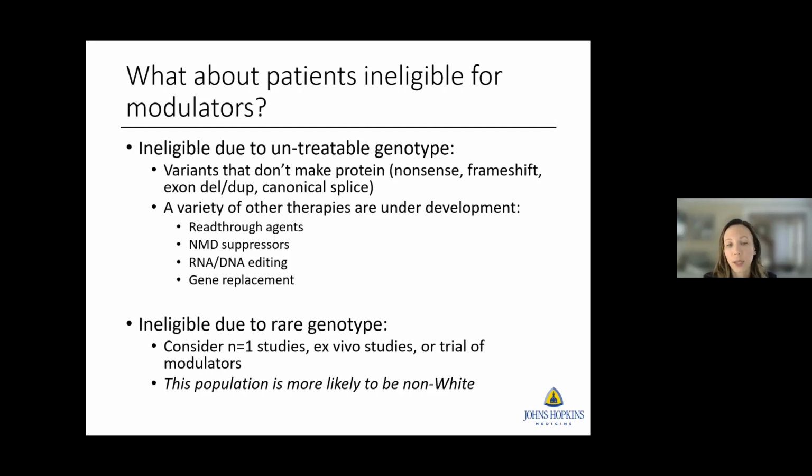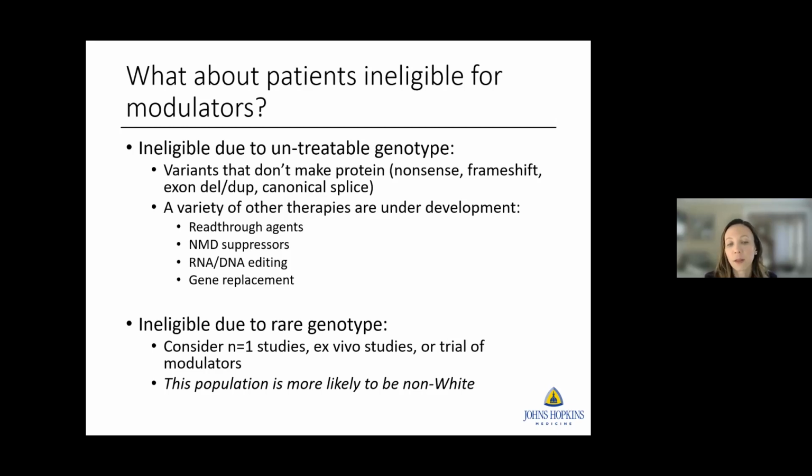So in these types of cases, it might be worth considering N-of-1 studies, including ex vivo studies where we get primary cells, grow them in the lab, test different modulators, and then predict whether the patient would respond, or just a trial of modulators. Some places will do this where they'll put you on a modulator for 6 to 8 weeks and measure sweat chloride and lung function and see if you respond.